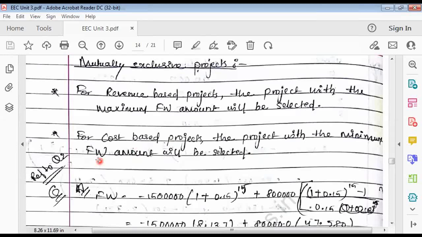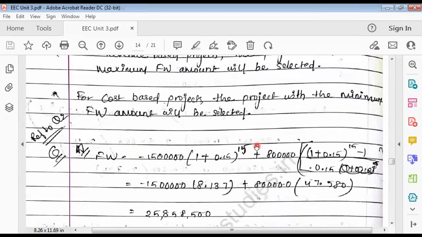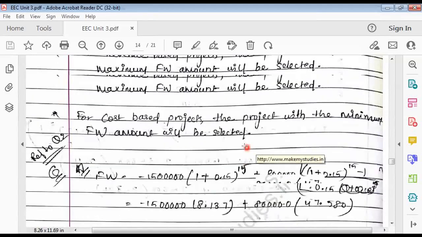Here you have the same decision rule. Only difference is you are saying here FW instead of NPW. So for cost based projects, the project with the minimum FW amount will be selected. Correct? So remembering the decision rule, let us proceed for the solution. And again, state the solution.